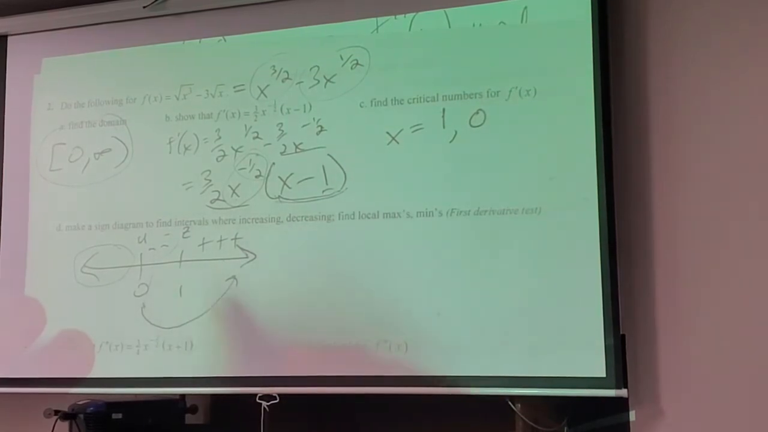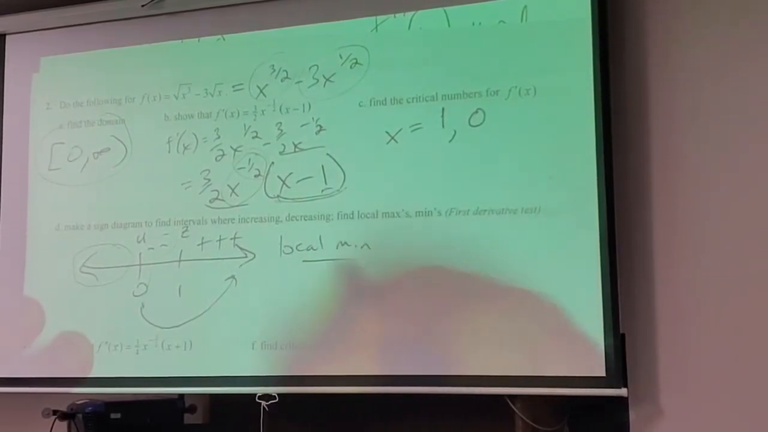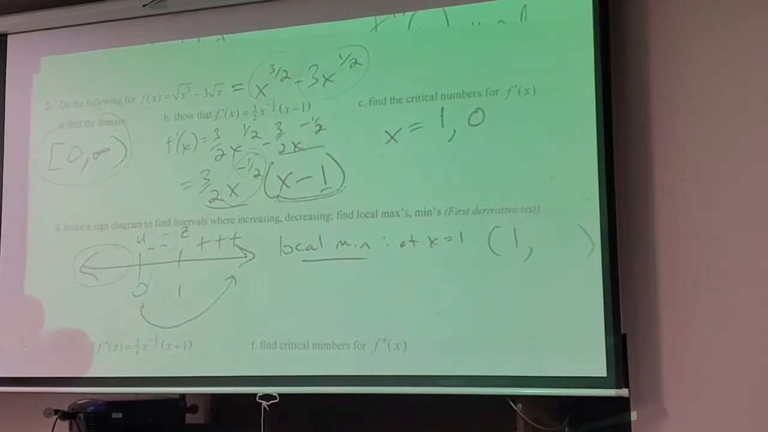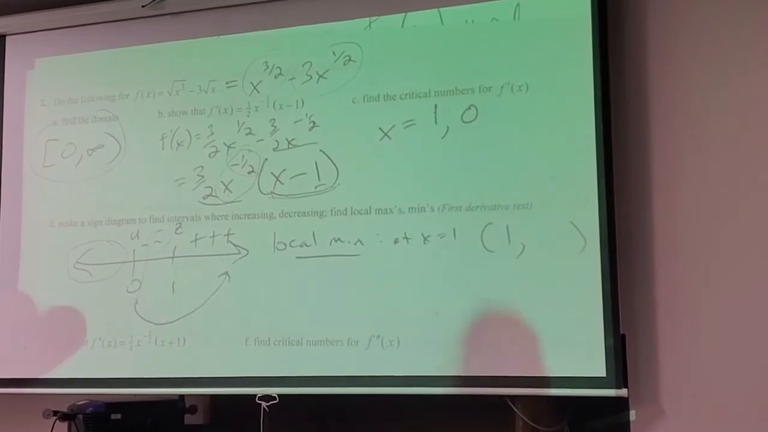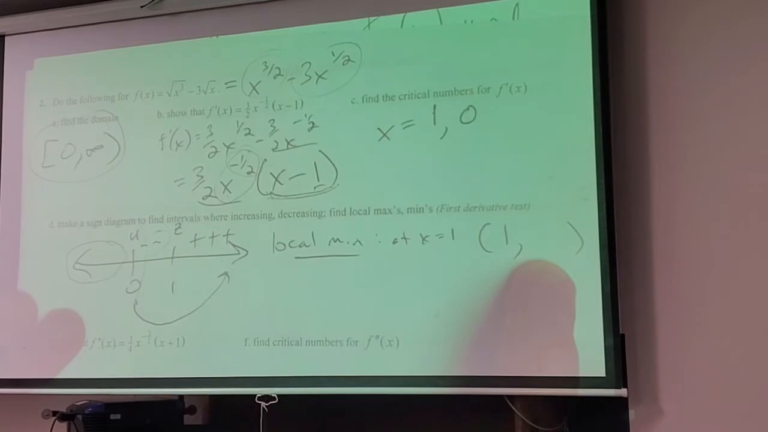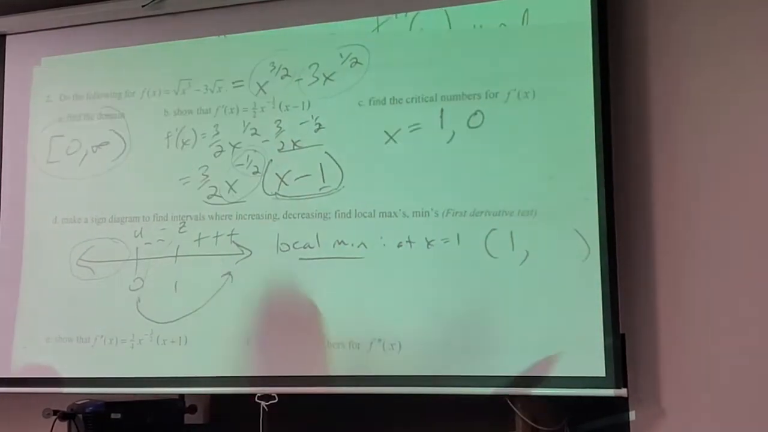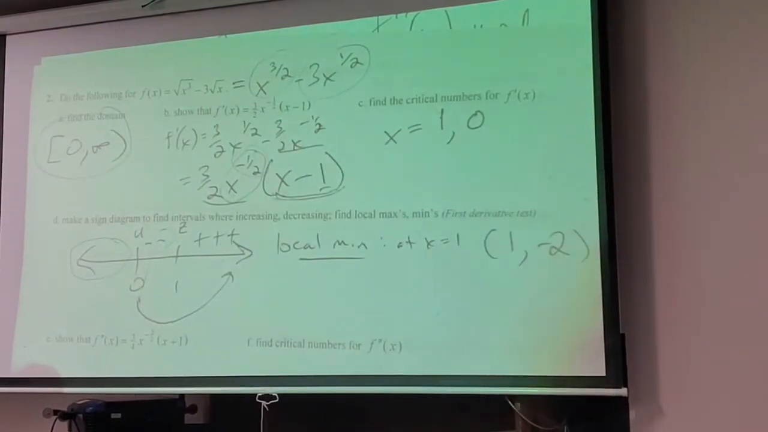But what does this do for me? Is there a max? No. Is there a local min? Yeah. So what's that going to be? What's the point? 1. Where are you going to put 1 to figure out where the local min is? Into the original function. That always tells me where the function is. So, of course, 1 is beautiful. I get 1 minus 3. Okay.